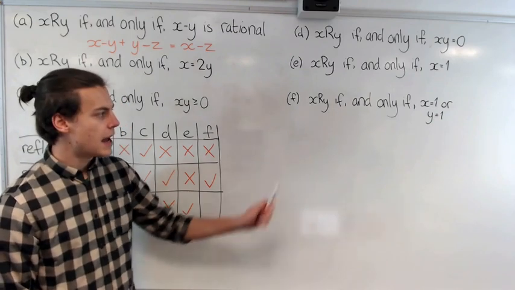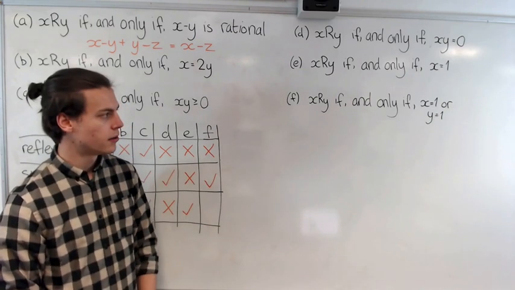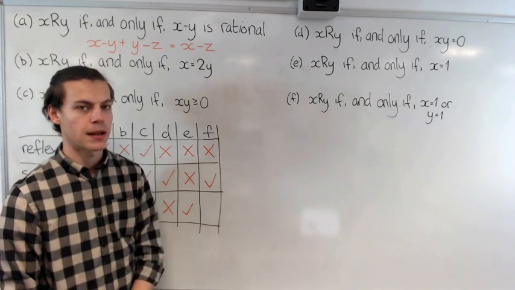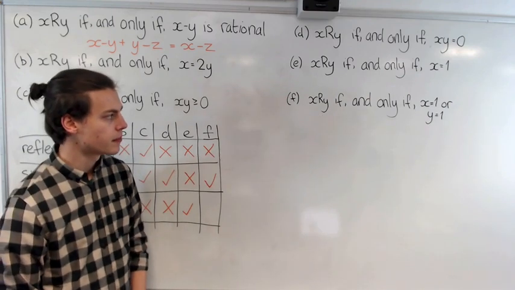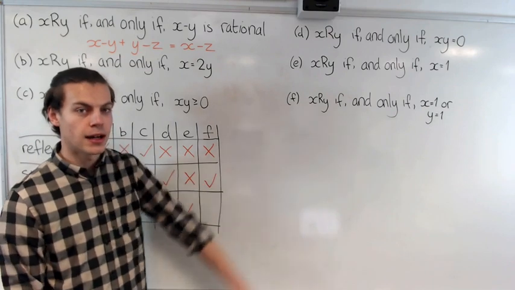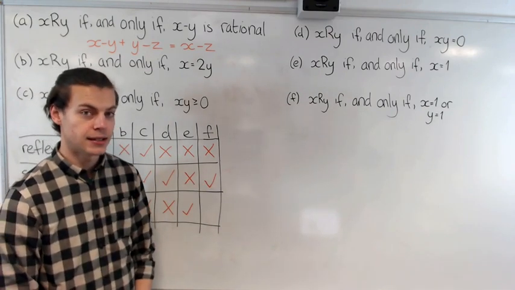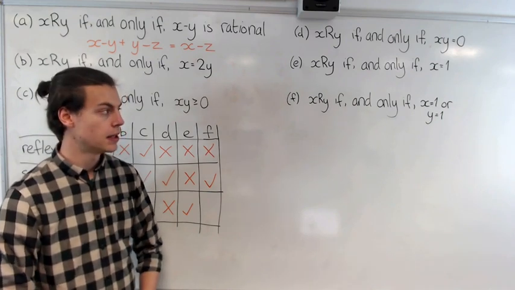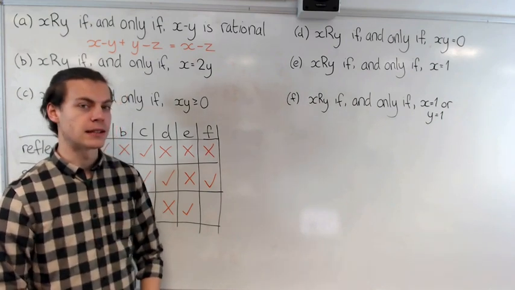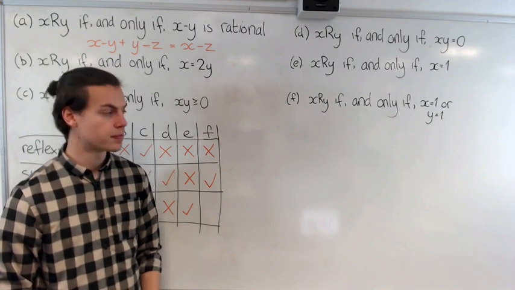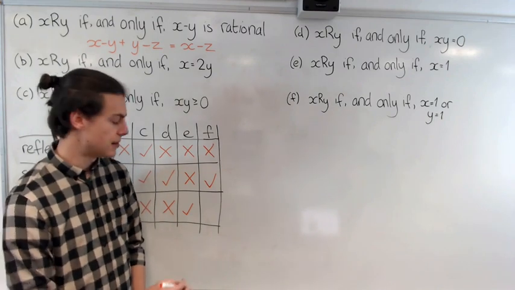And finally, is this transitive? Well, consider x equals 2, y equals 1, and z equals 2. Then x is related to y, since y equals 1, and y is related to z, since y equals 1 again. But x is not related to z, since they are both 2. So this is not transitive.